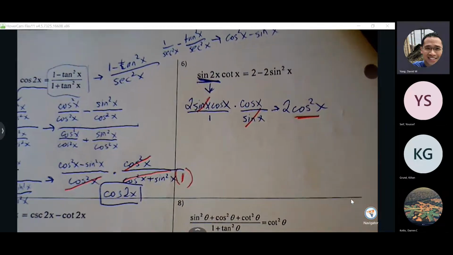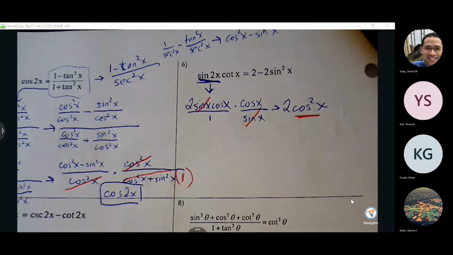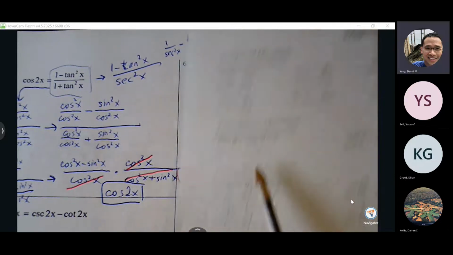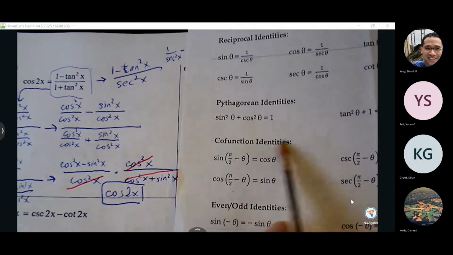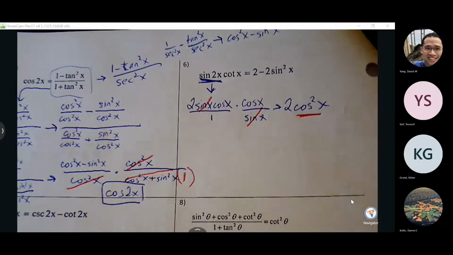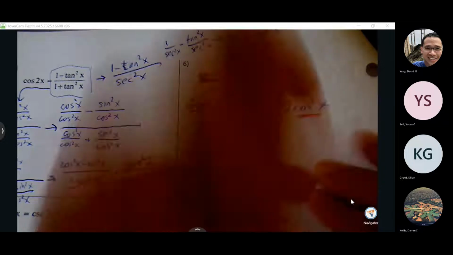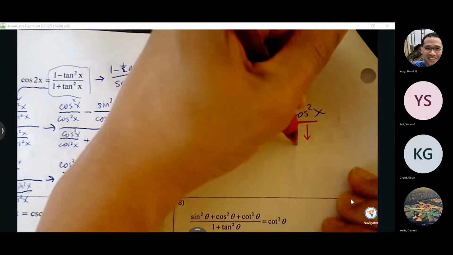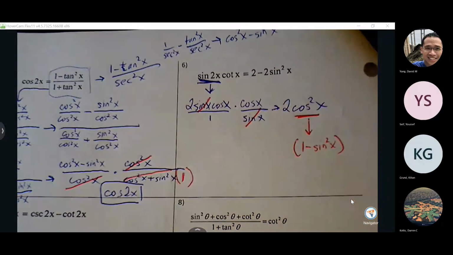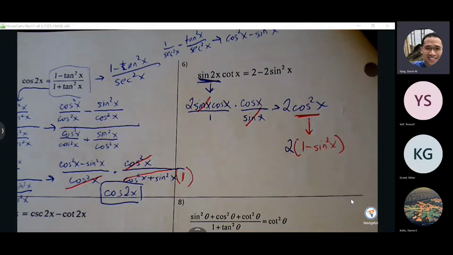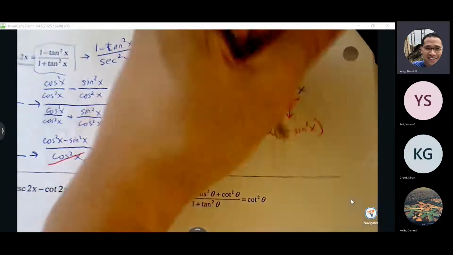If I rearrange cosine squared plus sine squared equals 1, and solve for cosine squared, it will be equal to 1 minus sine squared, right? And then just distribute that 2 through and we should be able to make our match.